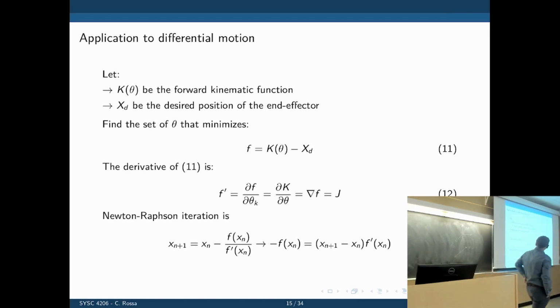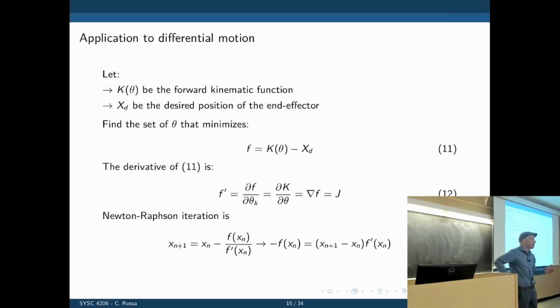Let's consider now the robot having a forward kinematics equation K. So we input all thetas in this function K, and you get the end effector position and orientation. Let's call XD the desired position of the end effector. Here we are only dealing with position. Let's forget about orientation for simplicity. So what's the cost function? Assuming this forward kinematics equation gives us the position of the end effector as a function of the joint angles, we can simply subtract them. And that's now our cost function that we have to minimize.